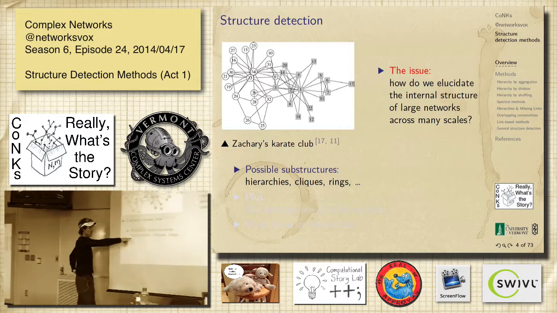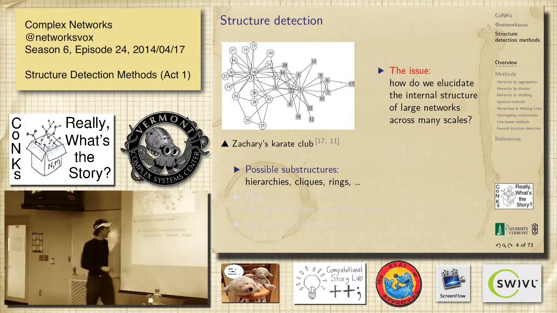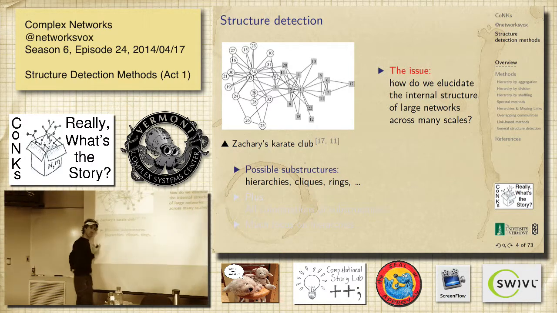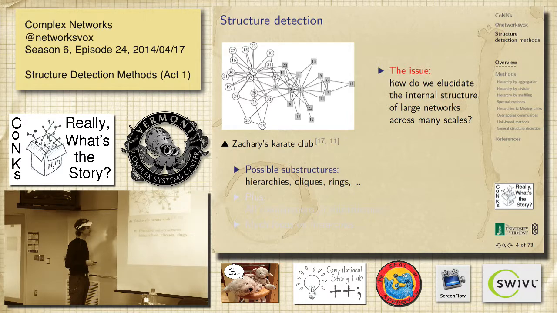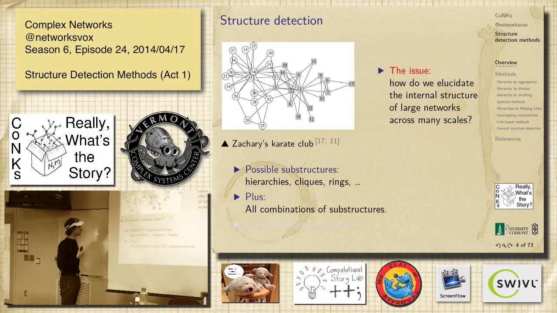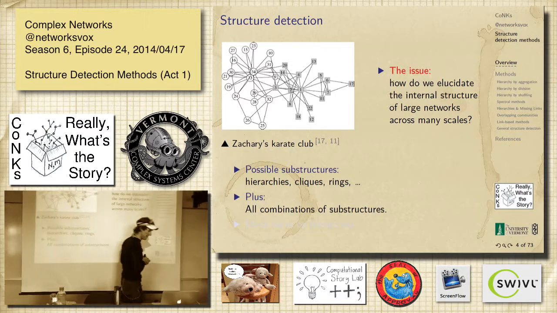So as I said, certainly hierarchies is the big deal, and we'll see that that's the framing for much of this. Cliques, right? There could be little clique structures all over the place. You want to find them. Rings, it could be all sorts of things. Or it could be, for some reason, a lattice of some sort.